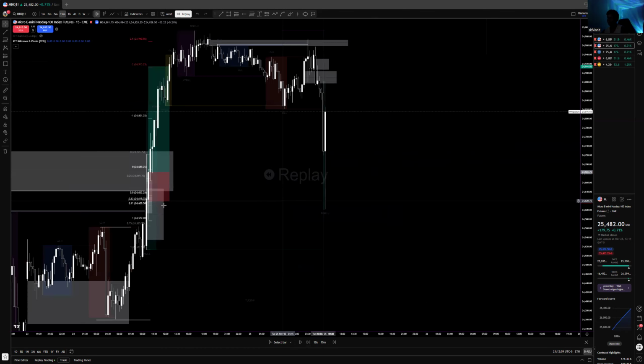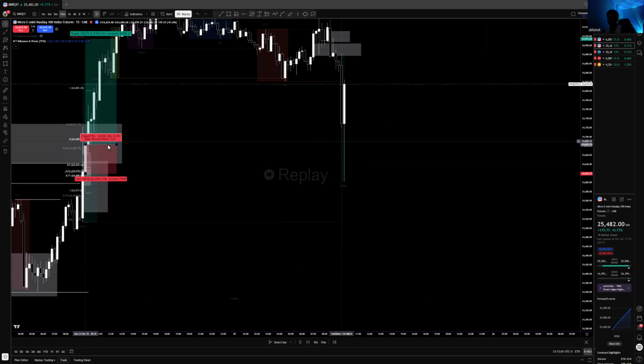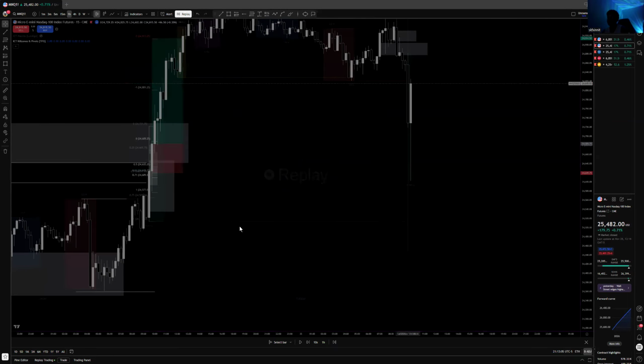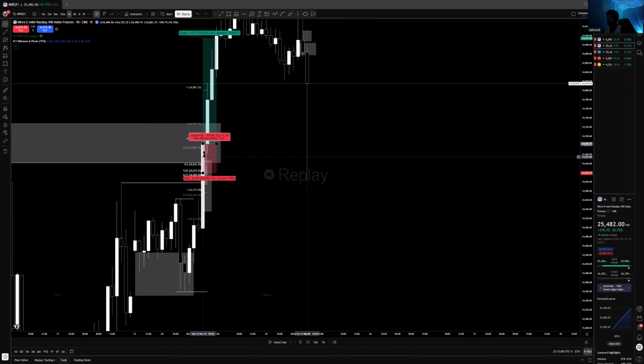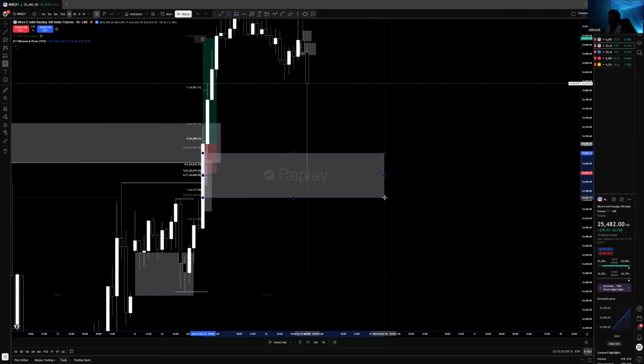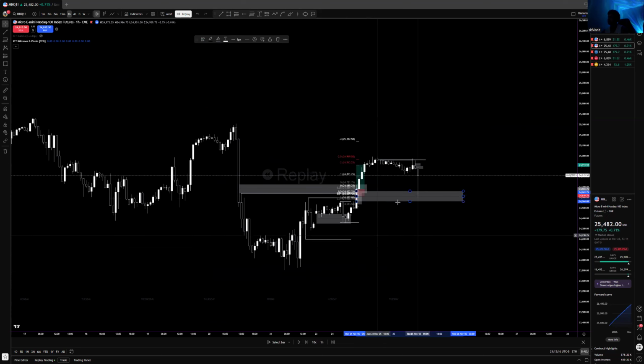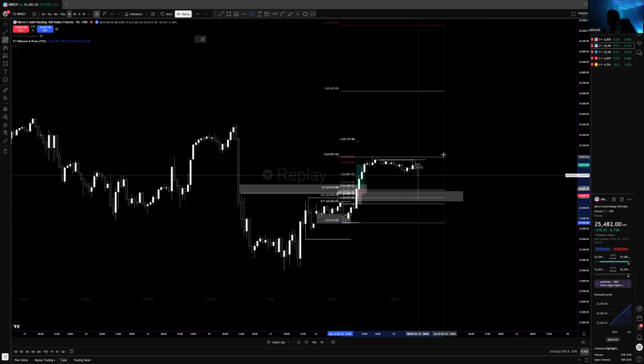Let's see if we have any 15-minute fair value gap. We don't. And we have one upper fair value gap, which we do right here. And also, I'm going to mark out this whole range. Exactly, price is reversing after 50%.